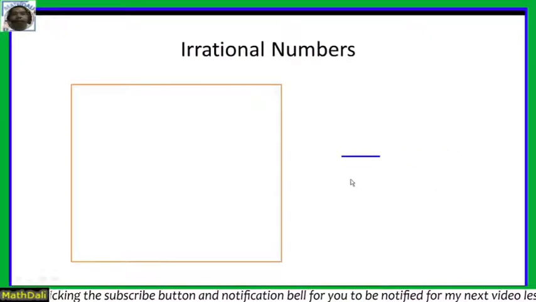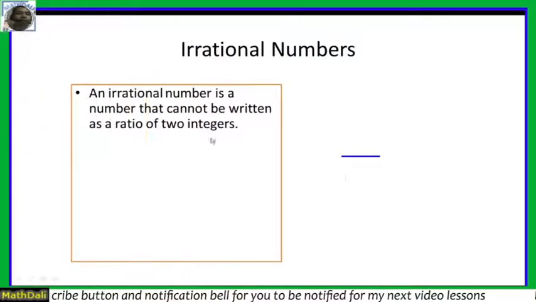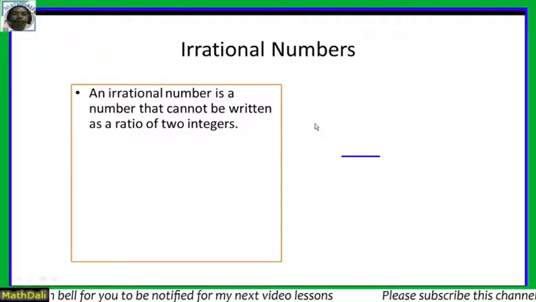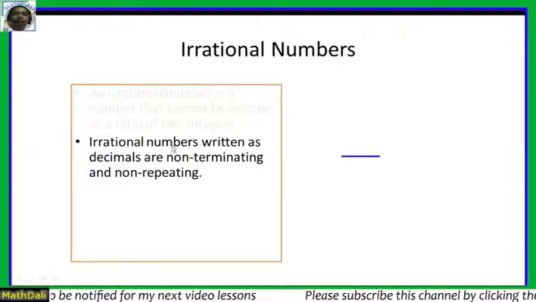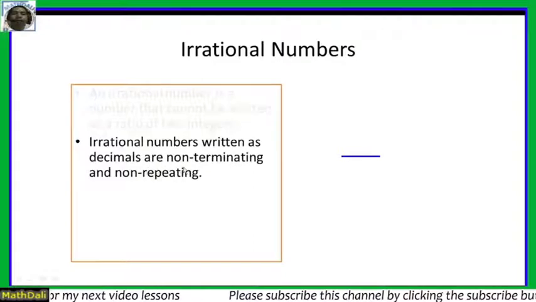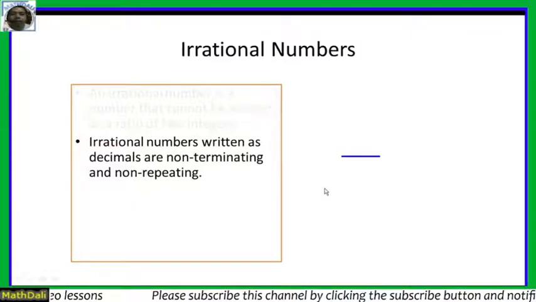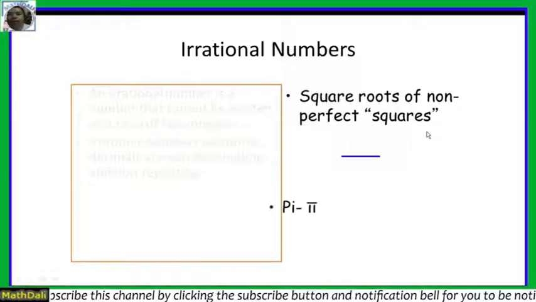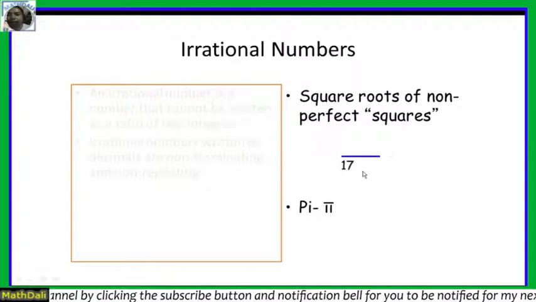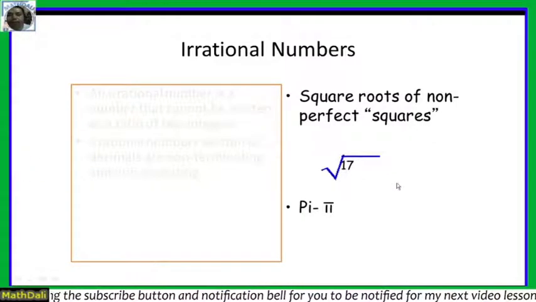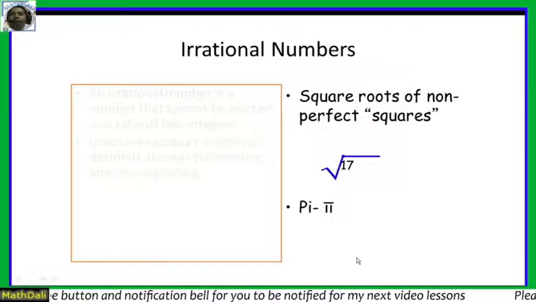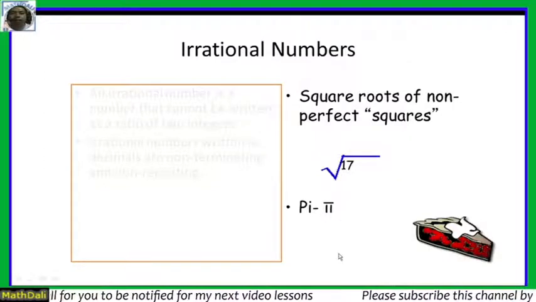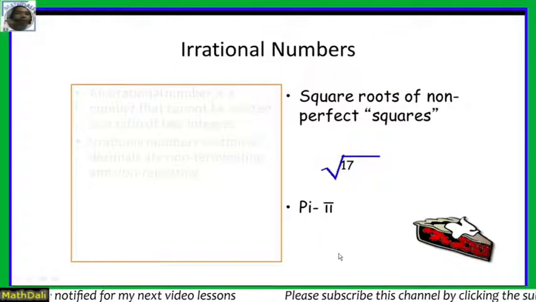How about irrational numbers? Pagka sinabing irrational numbers, this is a number that cannot be written as a ratio of two integers. And irrational numbers written as a decimal are non-terminating and non-repeating. Example natin yung square root of non-perfect square. Meron tayong square root of 17. Yung 17 is not a perfect square. Then we also have the pi. Yung pi natin sa circumference ng circle natin, makikita ninyo yung symbol na to, yung pi.